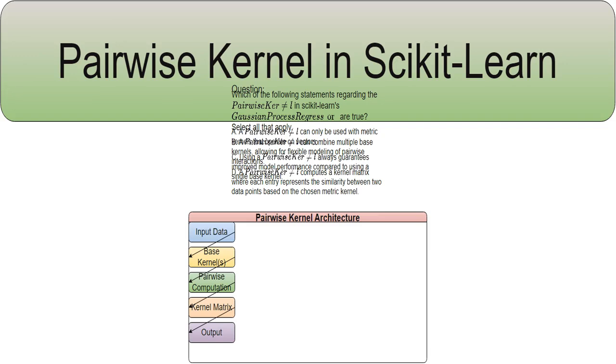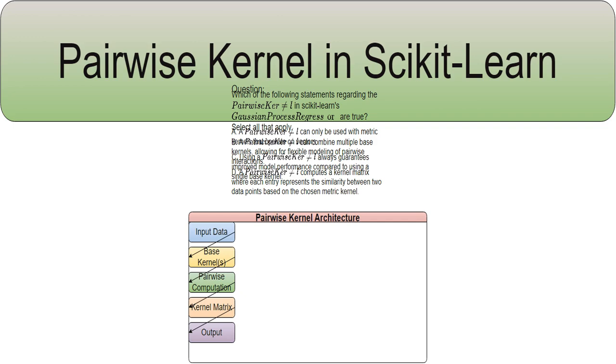I'll explain what a pairwise kernel is in scikit-learn. It's a tool we use to create a relationship map between data points. Think of it like making a connection chart showing how similar different points are to each other. We'll see how it uses base kernels to build this map.